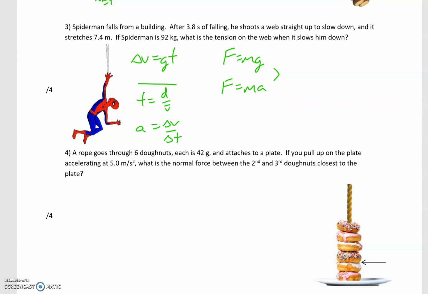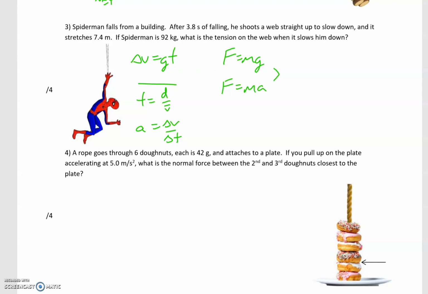All right, for number 4, we have the 6 donuts, looking for the normal force between the second and third donut from the bottom. First of all, the bottom 2 donuts have nothing to do with anything, because if the top 4 donuts weren't on there, there would be no normal force. So the only reason there's normal force between 2 and 3 is because you're pulling up on it. You've got the weight of the donuts up top weighing it down.